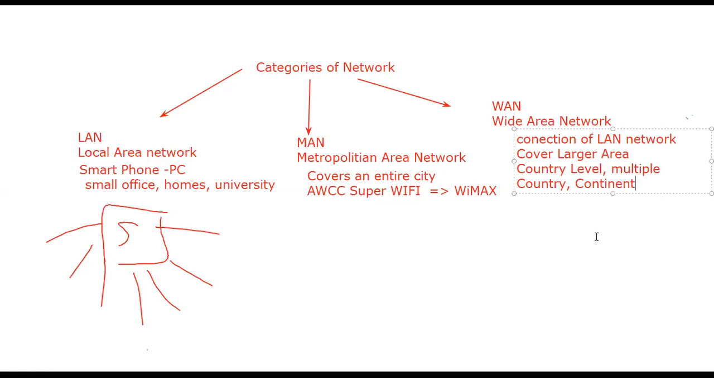So all I would like you to understand is that LAN is the local area network, which covers a smaller area like home, office, university. MAN is the metropolitan area network, which covers a city. And WAN is the connection of LAN networks, which covers a country or multiple countries or a continent. If this is what you understood, this is fine.